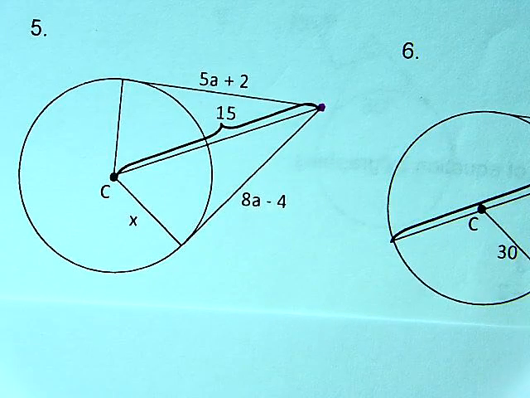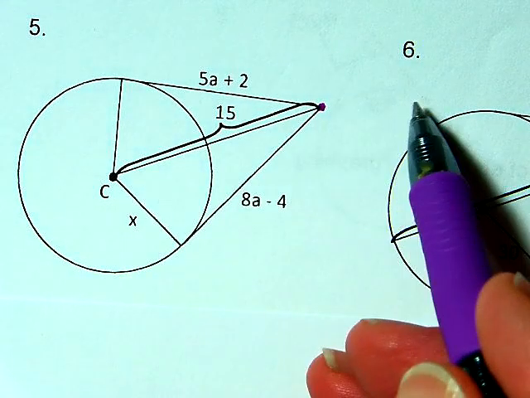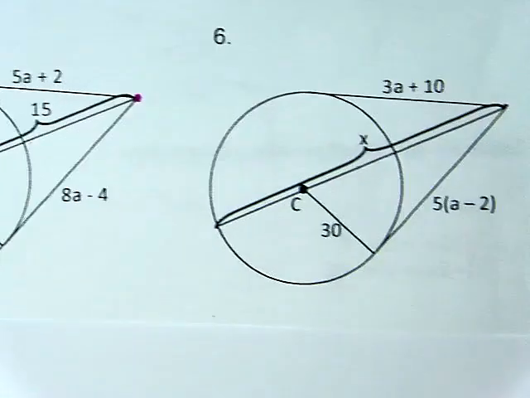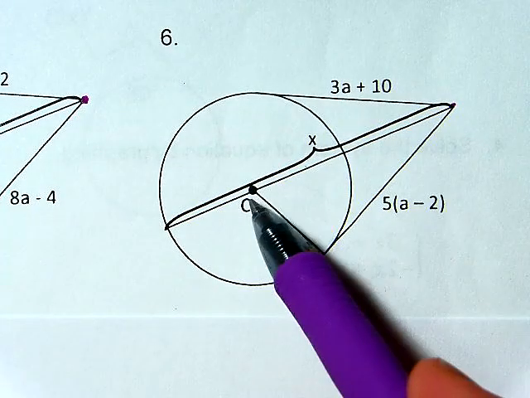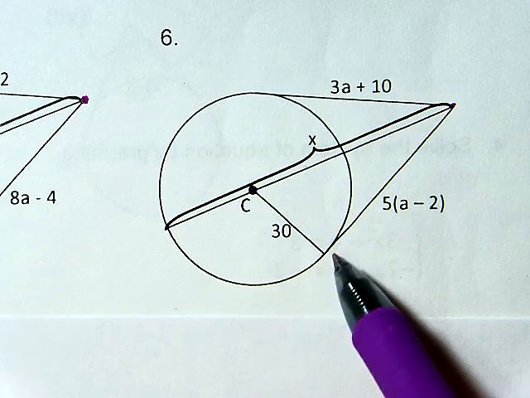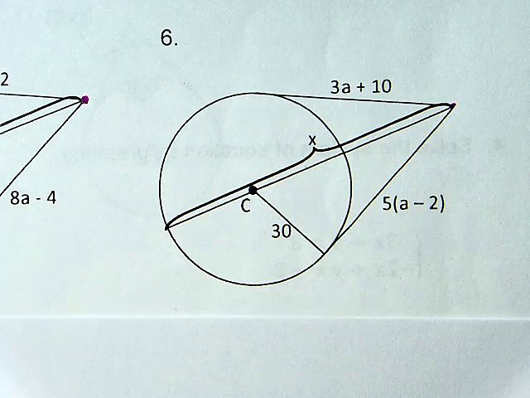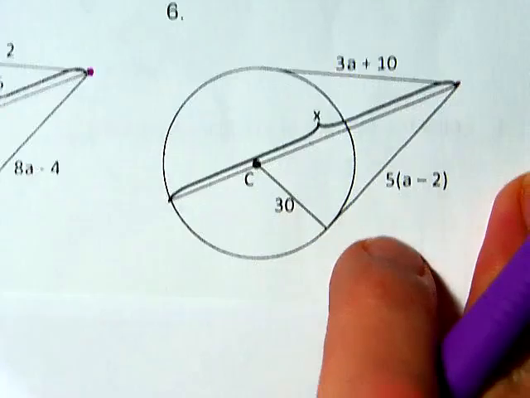In problem 5, that middle line segment extended from the center of the circle to the external point. Here, this line segment extends beyond the center all the way to the end of the circle. And then we have a 30, and we have another right triangle over here. So let's go ahead and solve for a.